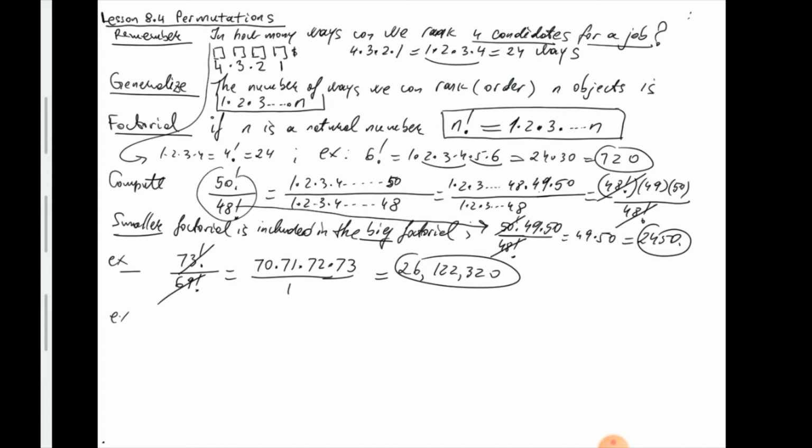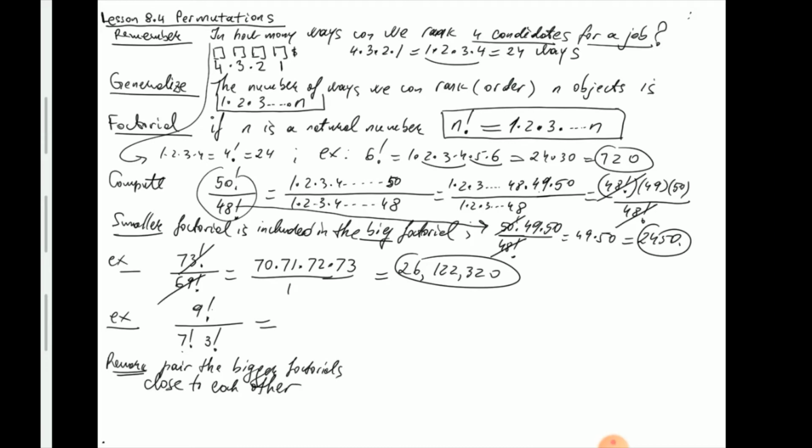Another important remark which will come very handy later. Let's say you have multiple factorials to pair. So let's say you have 9 factorial on the top divided by 7 factorial times 3 factorial. Now, if you want to make your life easier, because in this case, if you simplify, you have to pair either 9 factorial with 7 factorial or 9 factorial with 3 factorial. So as a remark, it's better to pair the bigger factorials close to each other.